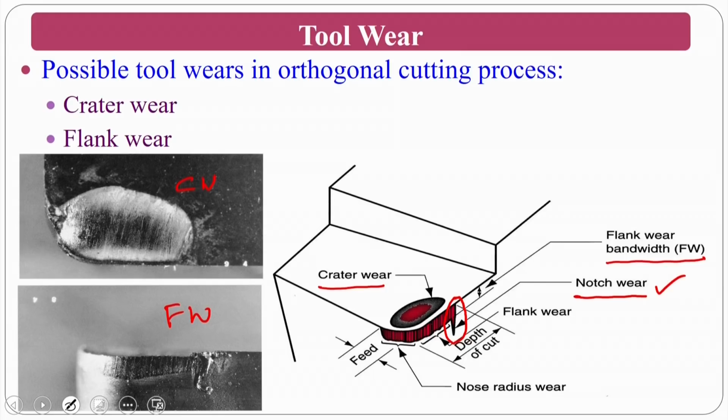There is another one, which is nothing but the nose radius wear. You can see here on the nose radius. Okay. This is the nose radius and this is the sharpness radius, which is okay. So, these are the glimpses that schematically I can show you.